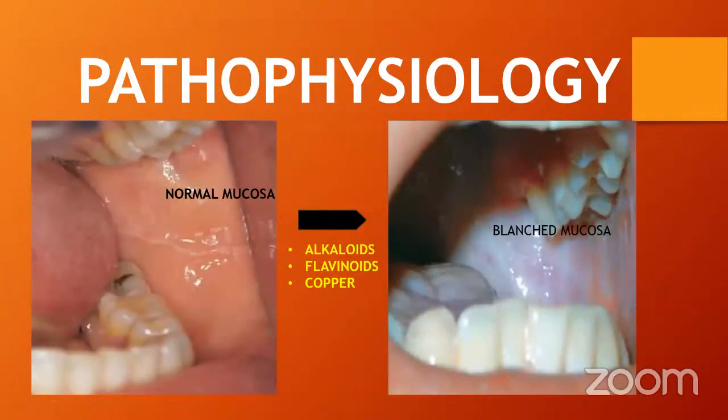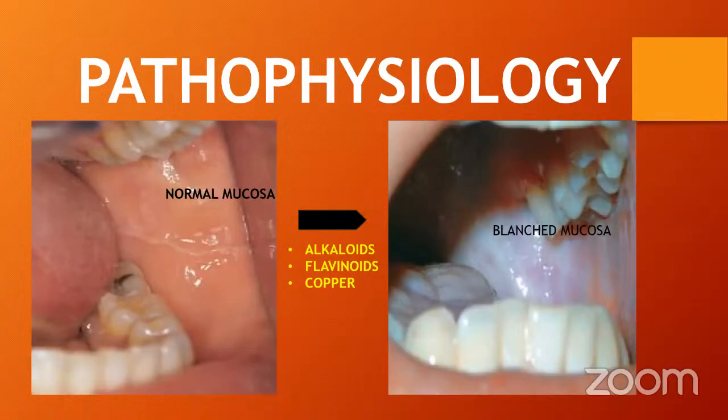Pathophysiology. The components of arecanut include the alkaloids, flavonoids, and copper. Alkaloids stimulate the fibroblasts, which in turn increases the production of collagen. Flavonoids increase the cross-linkage of the formed collagen fibers, and they're also resistant to the collagenase enzyme. Copper also stimulates fibrinogenesis.